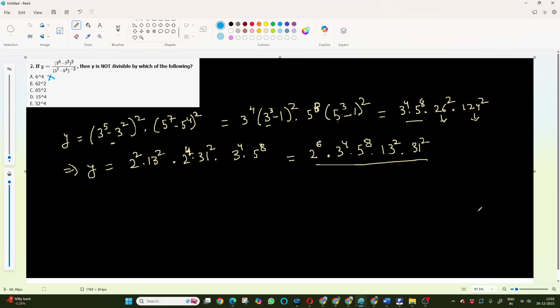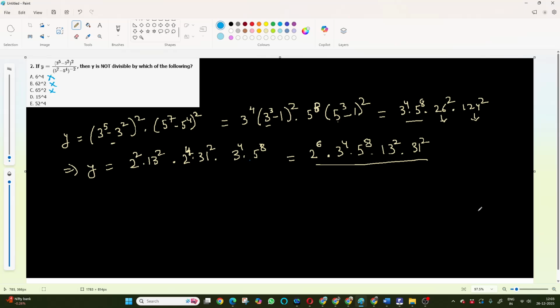What about 62 to the power 2? 62 is composed of 31 and 2, 31 into 2 whole to the power 2. The square means I should have at least two powers of 31, which we already have, and 2 is already enough in numbers. So this also cannot be our answer. 65 to the power 2 means I need 13 and 5 and at least two powers of those. So 13 and 5, I do have at least two powers of those. So even this cannot be my answer.